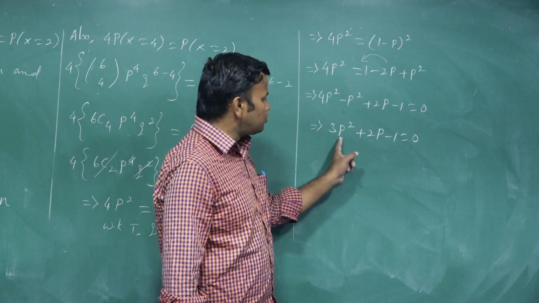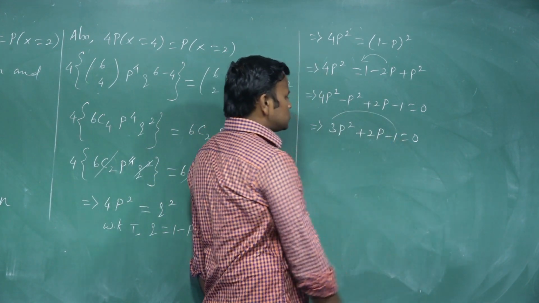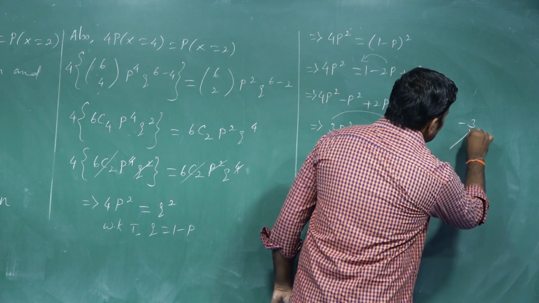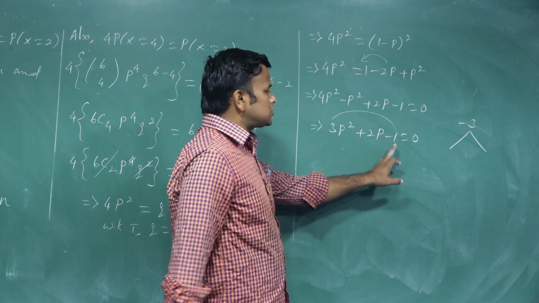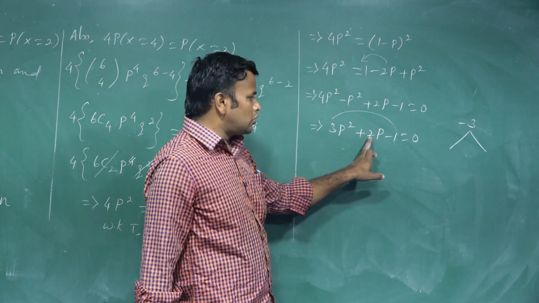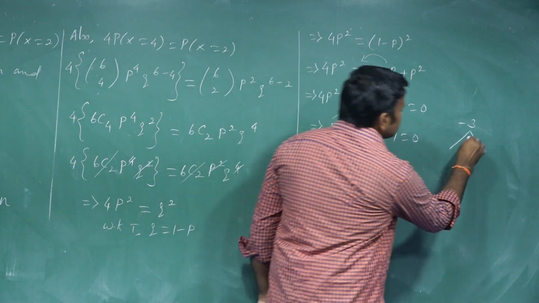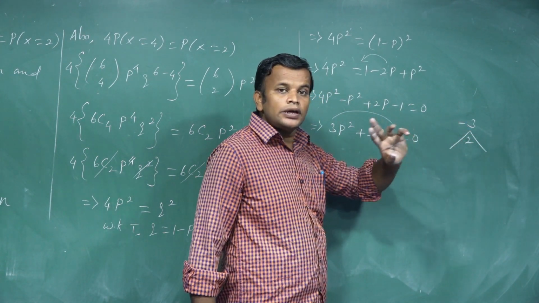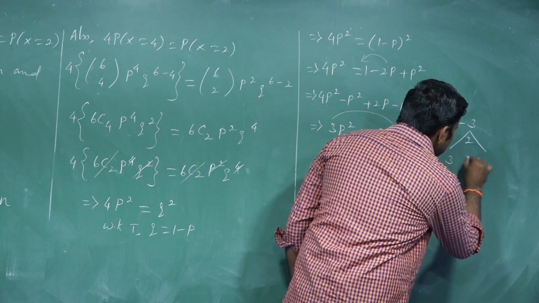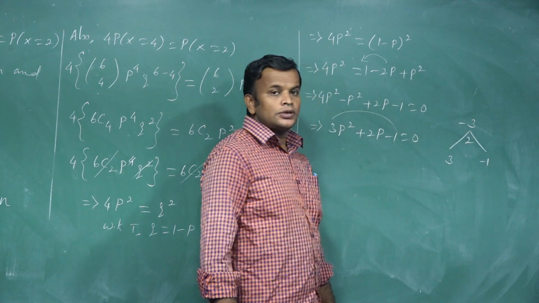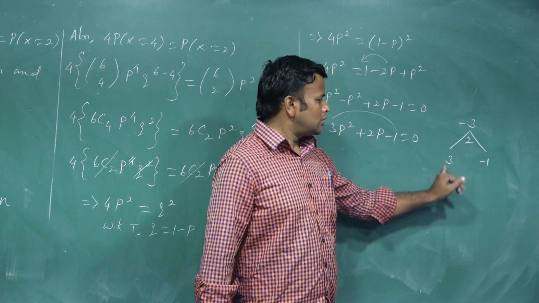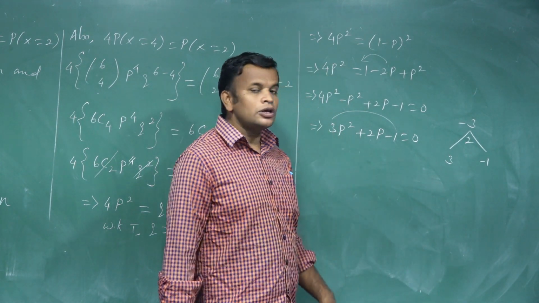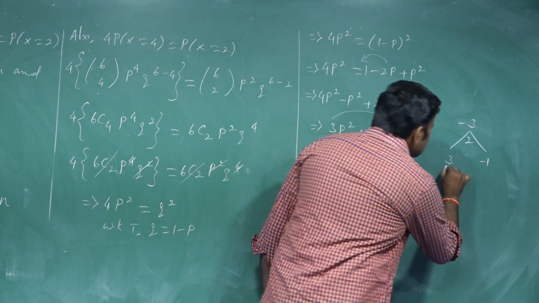But the coefficient of p square is 3. First we multiply this 3 into minus 1, which is minus 3. So we need two numbers that multiply to give minus 3. At the same time, the coefficient of p is 2, so the same two numbers should add to give 2. The possibility is 3 into minus 1, which is minus 3, and 3 minus 1 is 2. But the coefficient of p square is 3, so divide by 3.